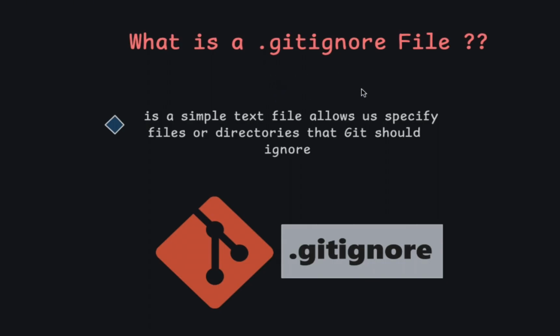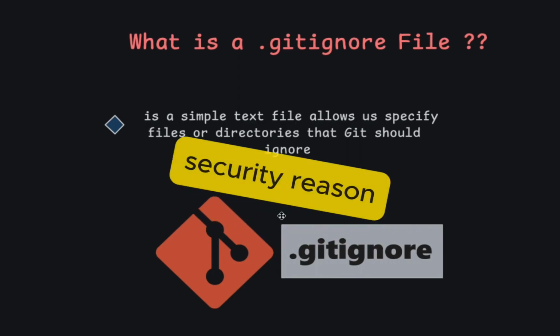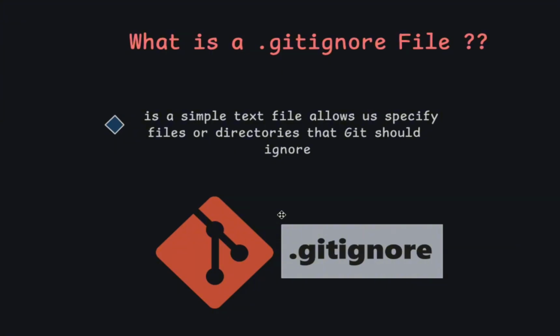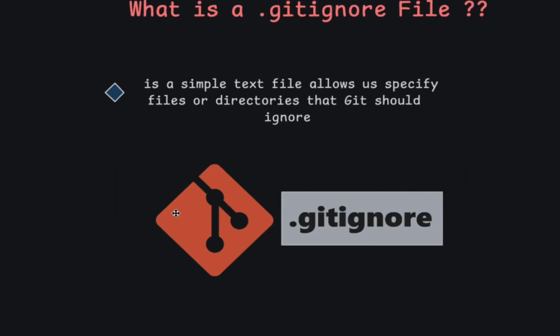It's a simple text file in which you can specify files or directories that Git should ignore. This means Git won't track changes in those files or include them in your commits. For example, you may want to ignore configuration files for security reasons, build artifacts, or log files, basically anything that doesn't need to be shared with others or stored in version control. So how can we do that?